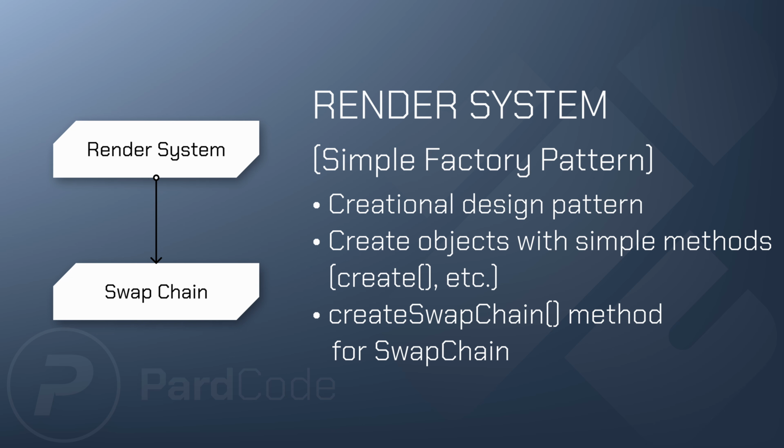In practice, for the swap chain, we will add a method to our render system called createSwapChain, which will allow us to create a swap chain in a quick and simple way.